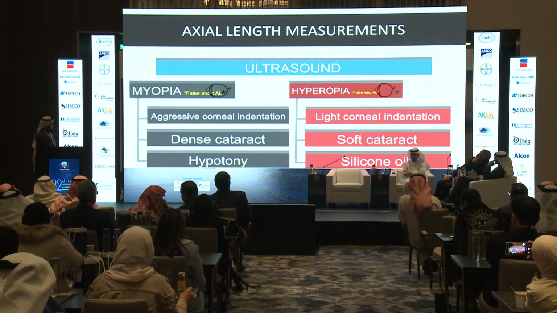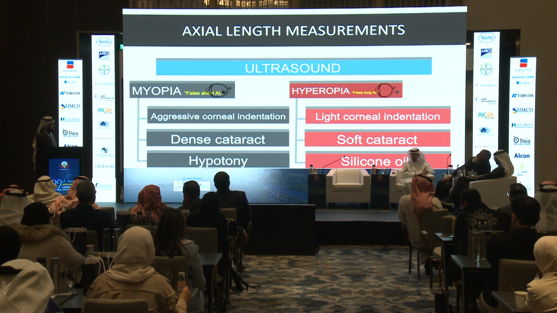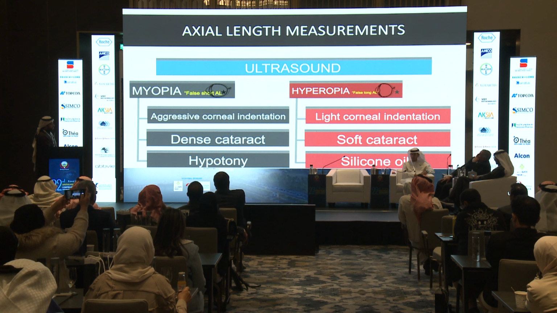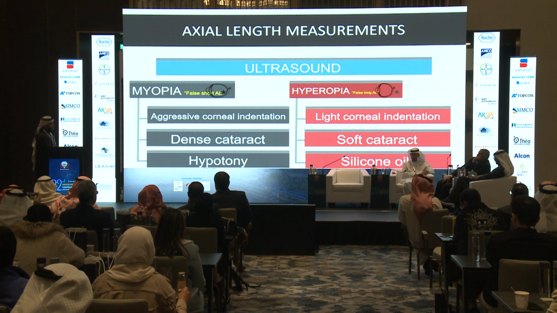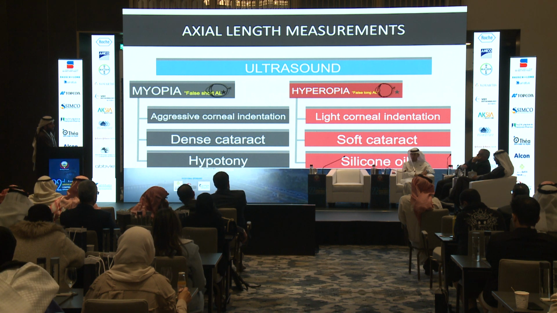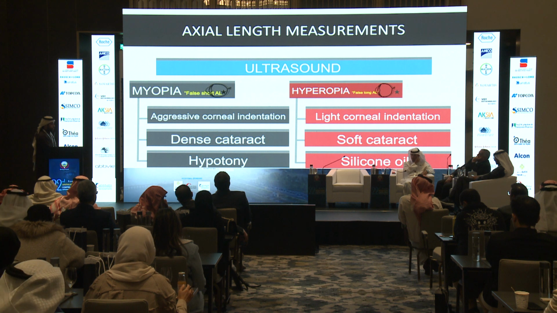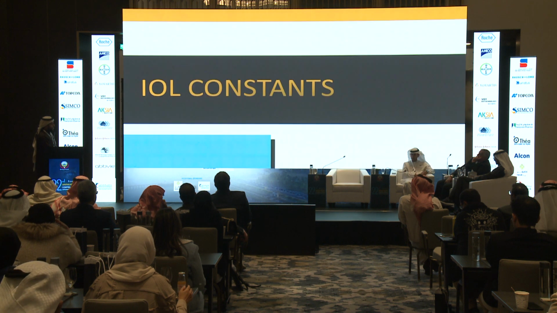And if we use ultrasound, sometimes we have a false short axial length, which induces myopia or myopic error because of aggressive corneal indentation, dense cataract, and hypotony. However, a false long axial length, which can result in hyperopia, the most common example is silicone oil. That's why we have to make sure that the velocity of the ultrasound is adjusted when we measure the axial length in a patient status post, let's say, silicone oil.